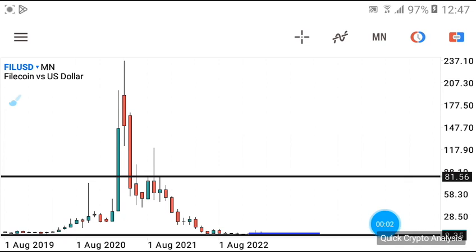This video is based on the technical analysis of Filecoin, and at this point we're on the monthly chart. In the analysis, what we'll do is identify the market structure of Filecoin, market patterns, key support and resistance levels, important candlestick patterns, as well as levels at which we should be looking for those potential buying and selling opportunities. So let's get into the actual technical analysis.